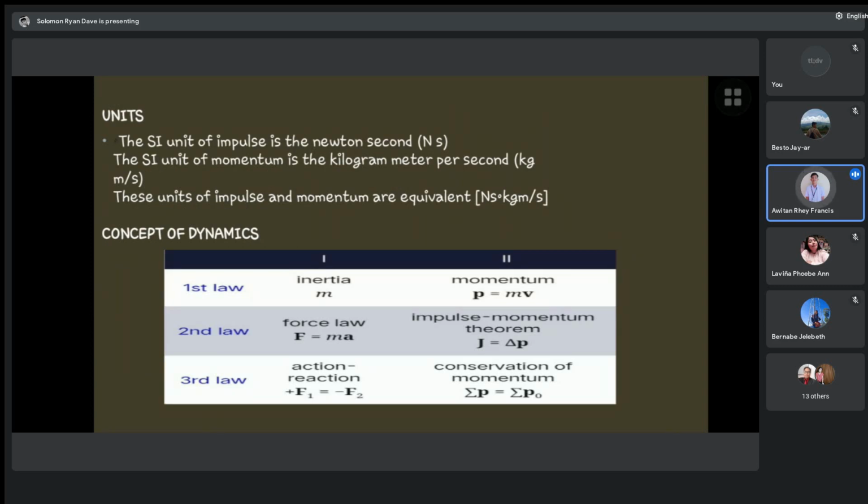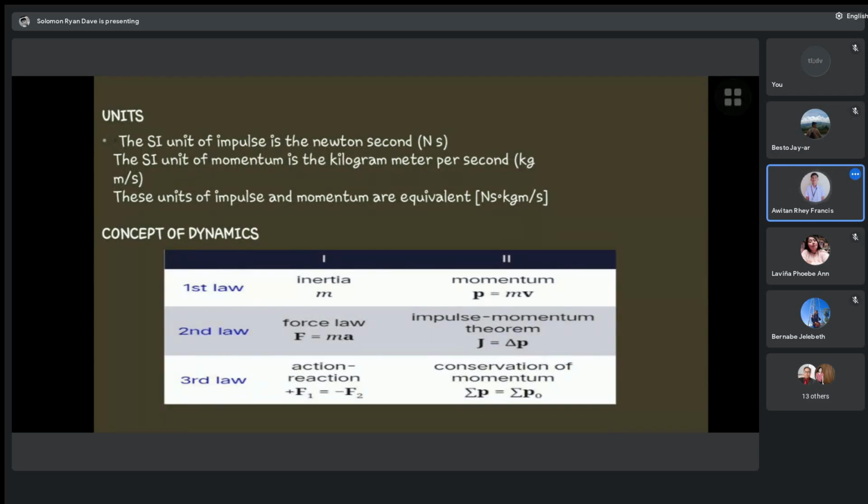Units. The SI unit of impulse. These units of impulse and momentum are equivalent: Newton second is equivalent to kilogram meter per second.